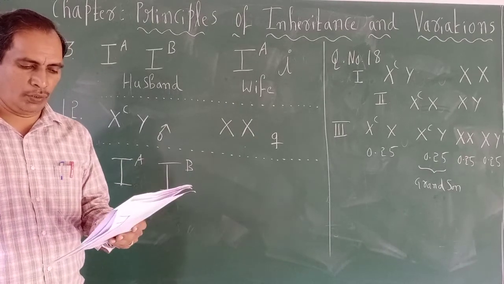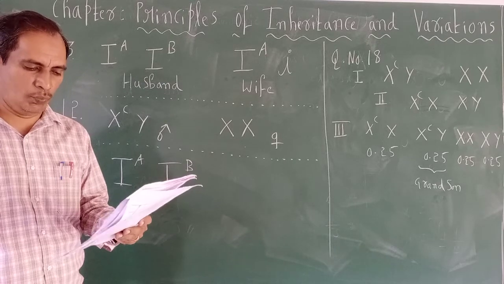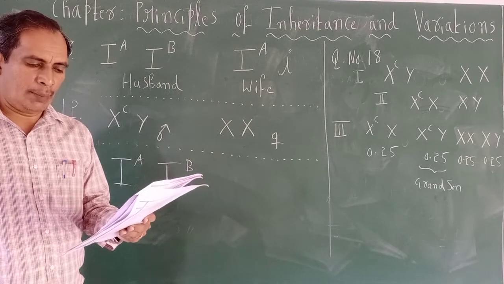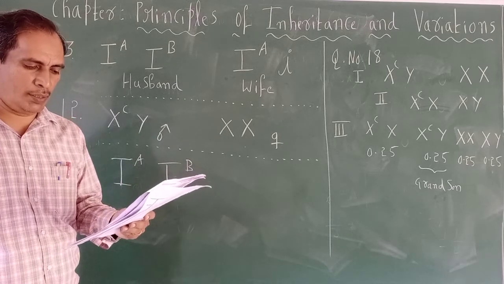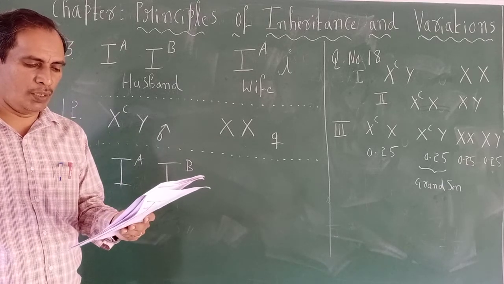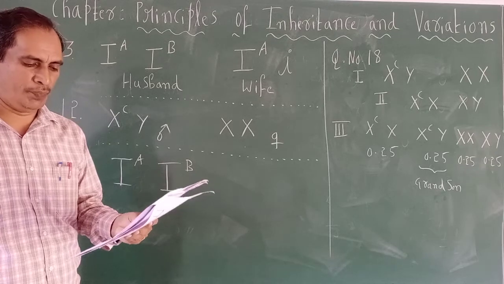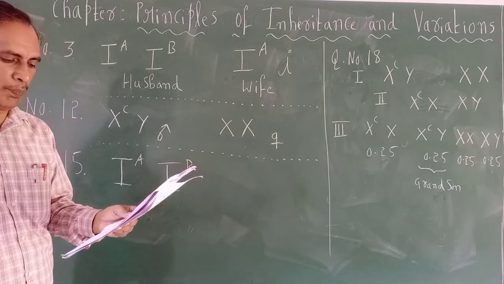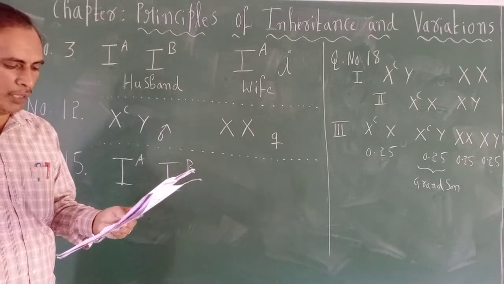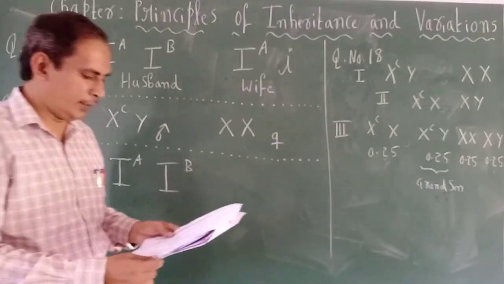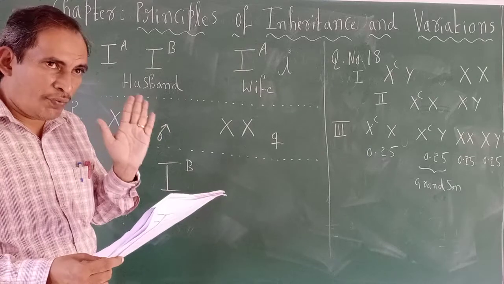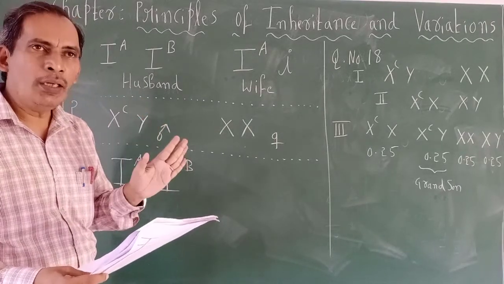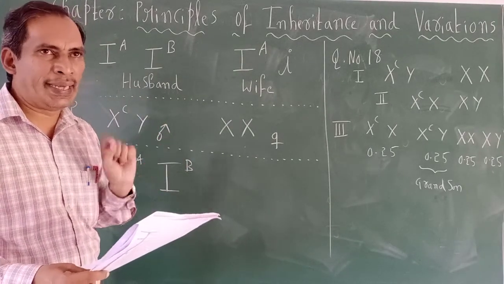A man whose father was colorblind marries a woman who had a colorblind mother and normal father. What percentage of male children of this couple will be colorblind? That means here the father is normal, and the mother is a carrier.